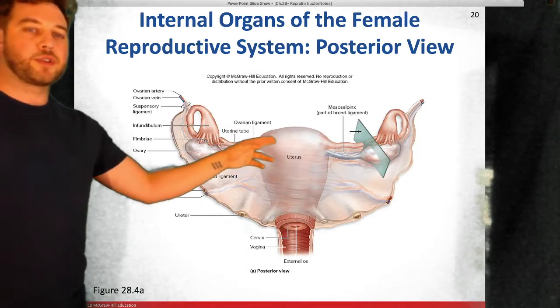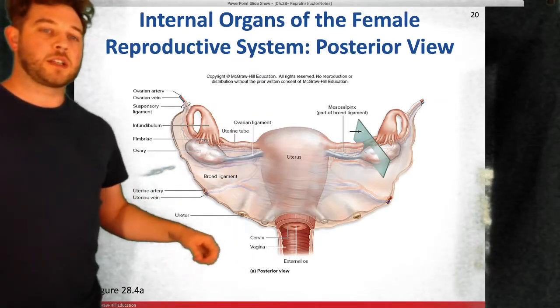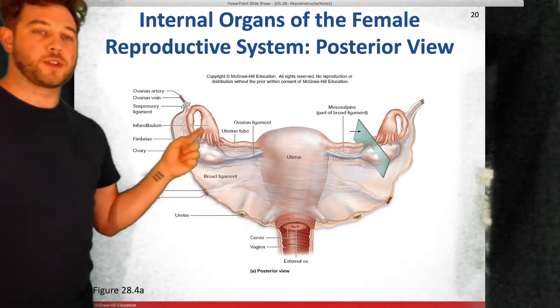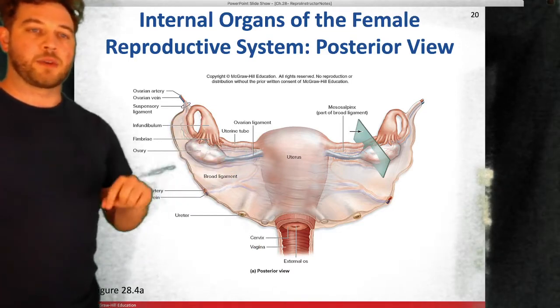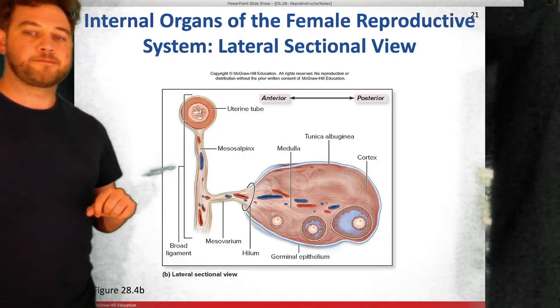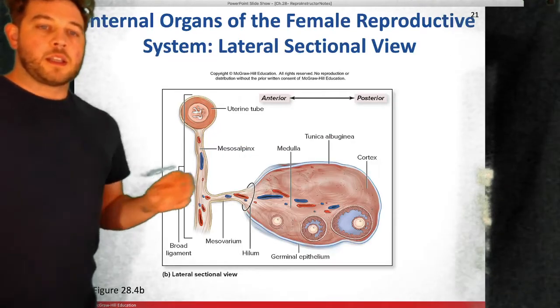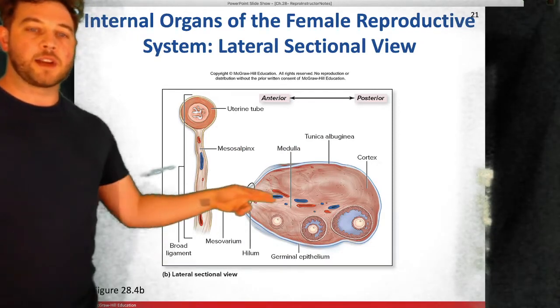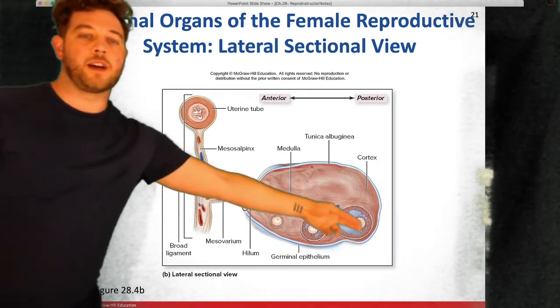So you have your uterus deep to your vagina. Off to the sides are the ovaries with the fallopian tubes, the uterine tubes, allowing for transport of the oocyte. This is a sagittal section of the ovary. You can see the developing oocyte within the follicle.